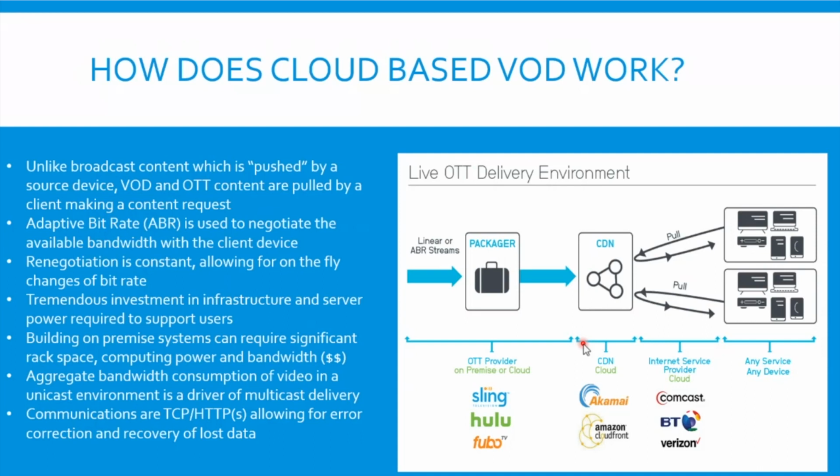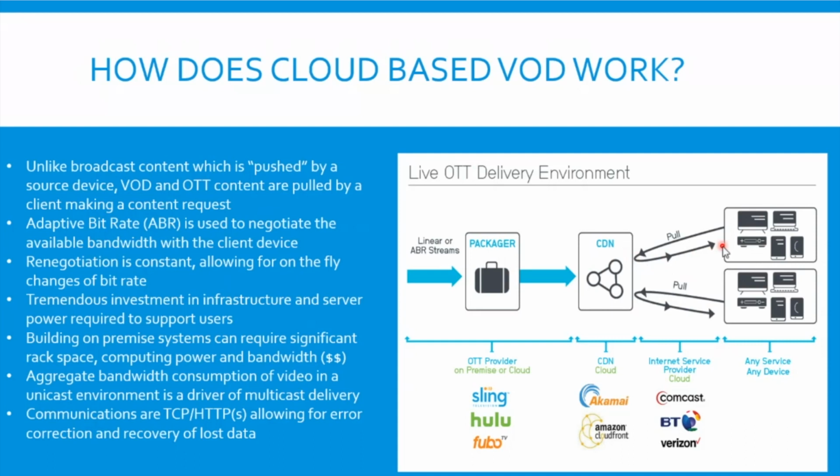This CDN hosts the content in a distributed server architecture that we think of as the cloud, which allows clients at various geographic regions throughout the country to make a pull request for their particular piece of content. So I sit at my tablet or my PC and I make a request for Breaking Bad. The CDN acknowledges, okay, you want Breaking Bad, here are those packets, and starts sending them my direction.